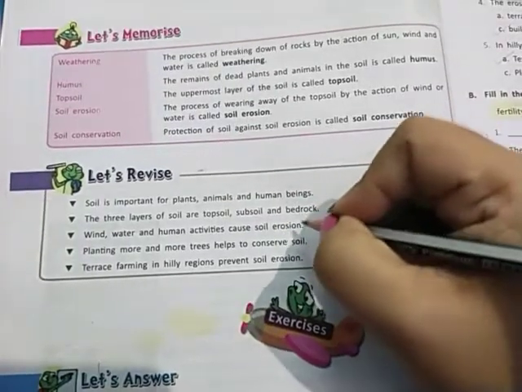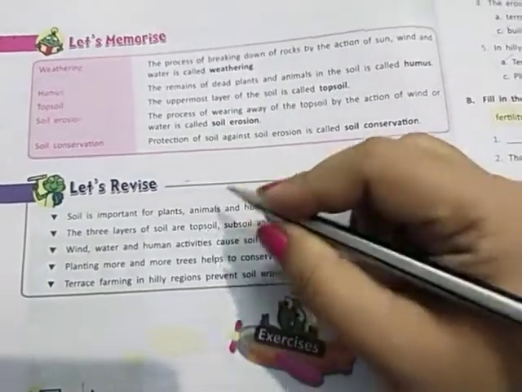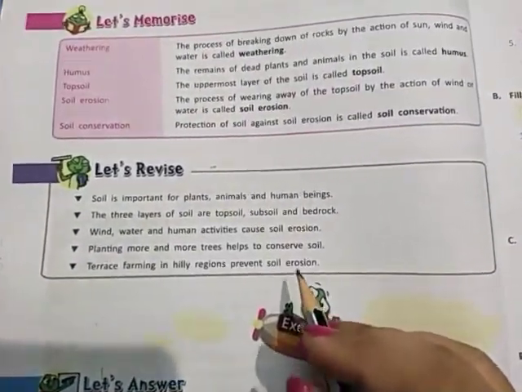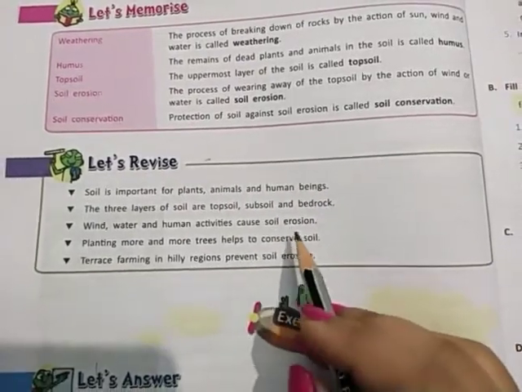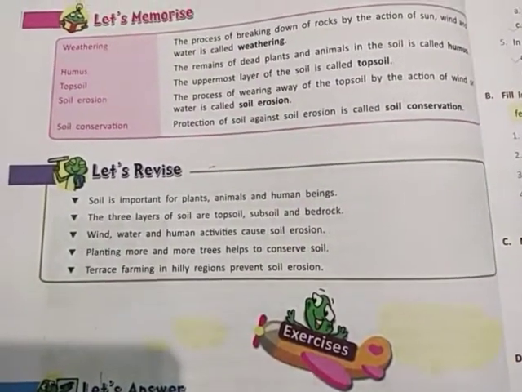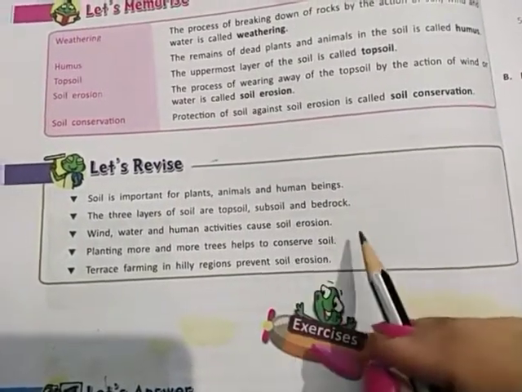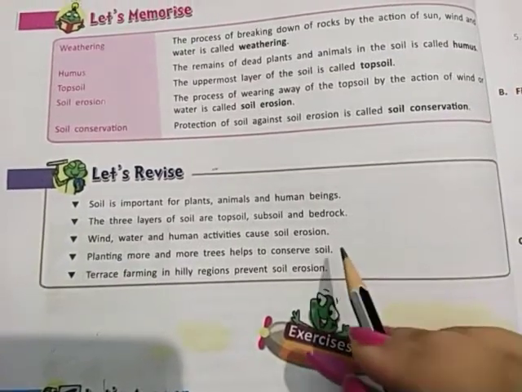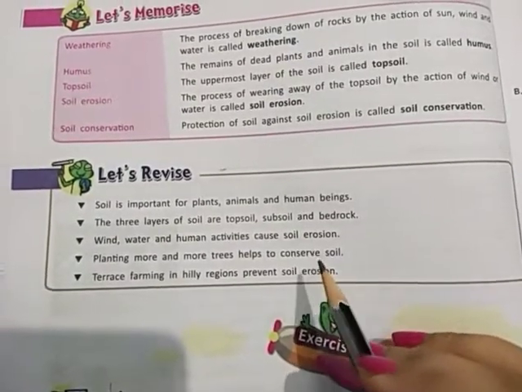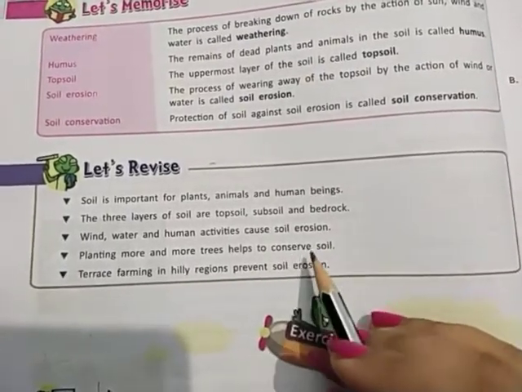Soil is very important, and there are three layers of the soil, in which topsoil is the most fertile layer. By the water, wind and human activities, the topsoil, the fertile layer, gets removed. This is known as soil erosion. We have to prevent soil erosion by different means, and the process of protecting the humus-containing topsoil is done with the help of plantation and afforestation, which is known as soil conservation.